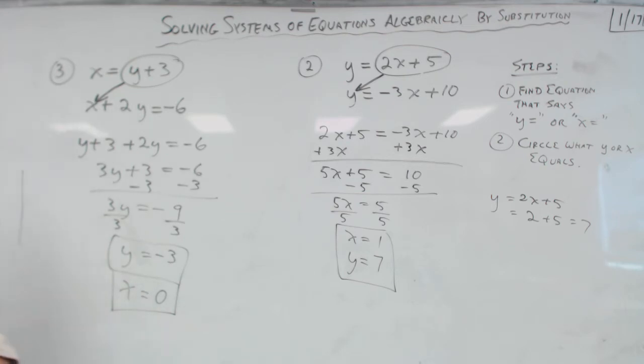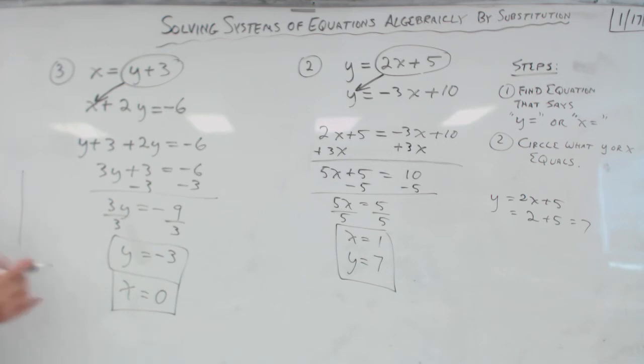Now, if you wanted to, you could also give the answer in a different method. What's another way that you could answer this? I said y is negative 3, x is 0. How else could I give an answer? No, I can't swap the numbers, but I could write it in coordinate point form, because we're talking about where two lines intersect.